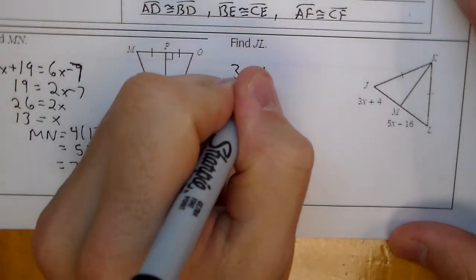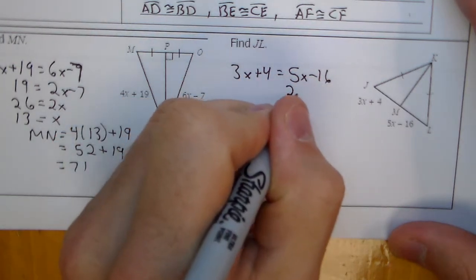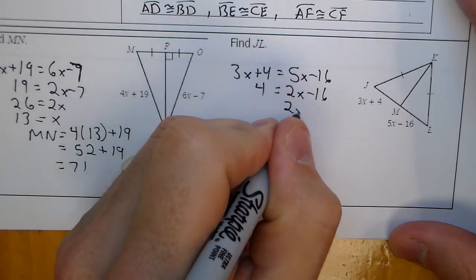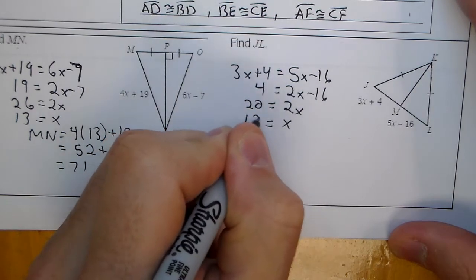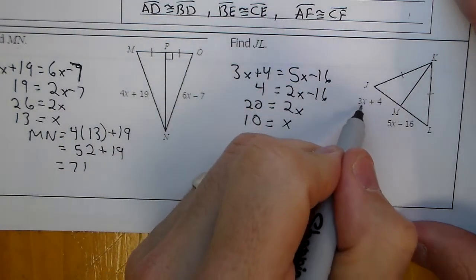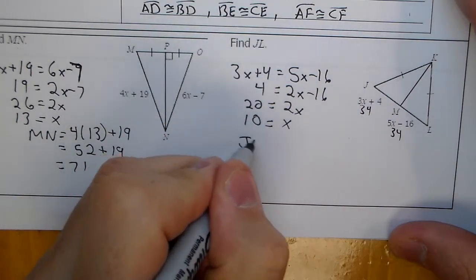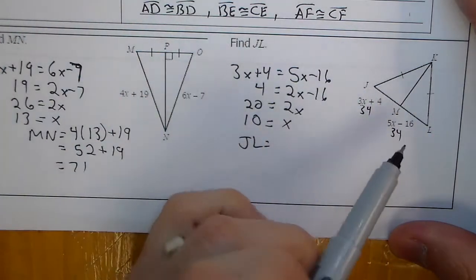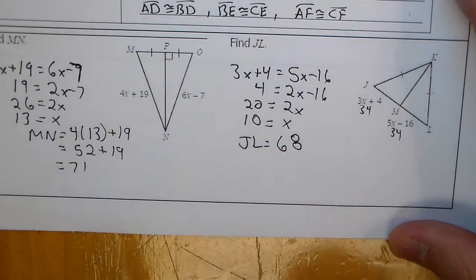For the next one, JL, this idea is using the converse, but these are equivalent parts. So 3x plus 4 equals 5x minus 16. We subtract 3x from both sides. We then add 16 to both sides. And we get to x equals 10. Now if x equals 10 and I substitute into both of these, I get 34 and 34. What we're looking for is JL. JL is the sum of both parts, or if we take one of the parts, we double it, because it is a midpoint, we get 68 units.